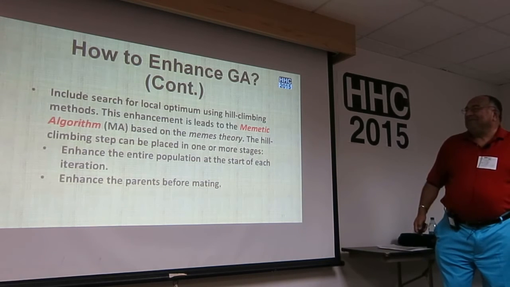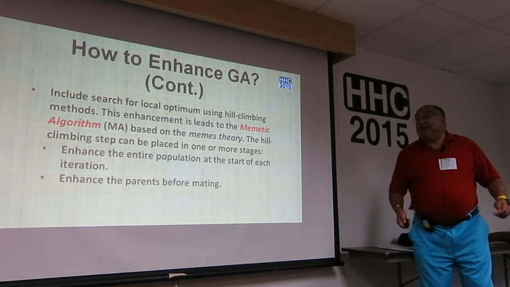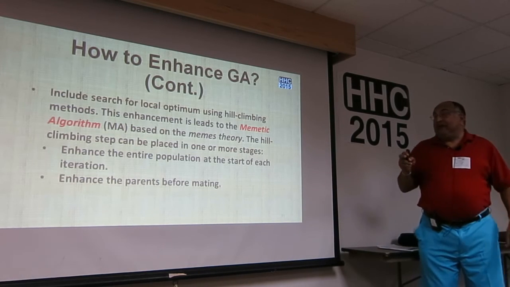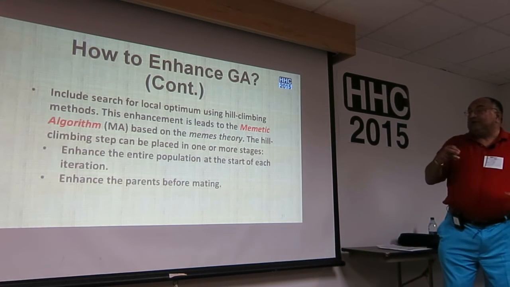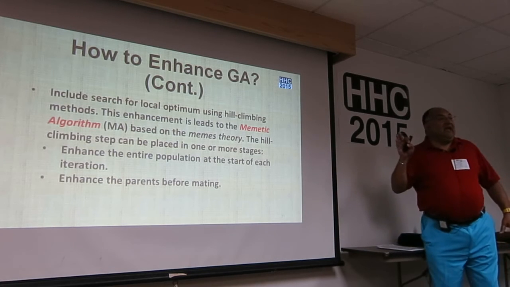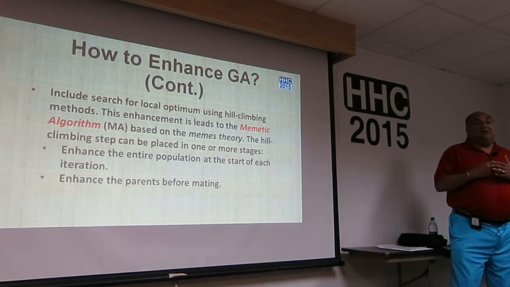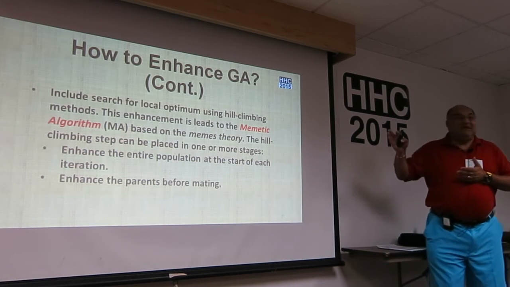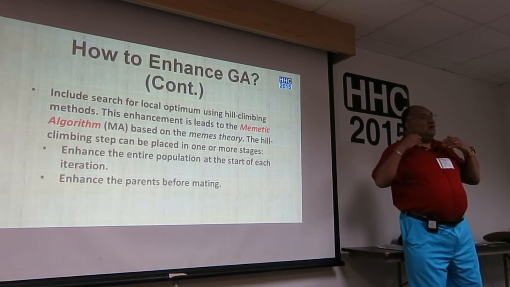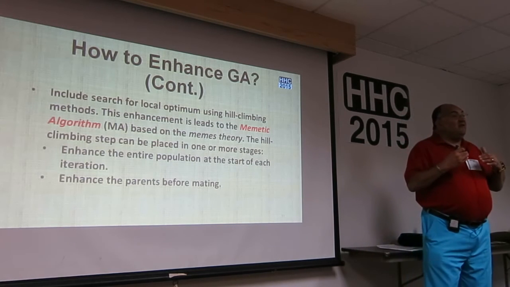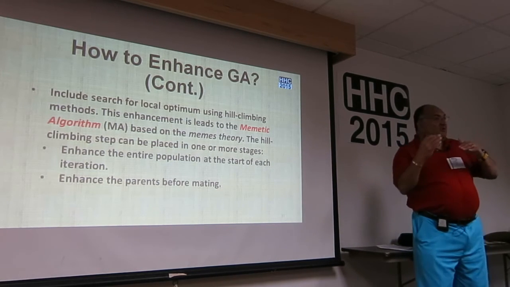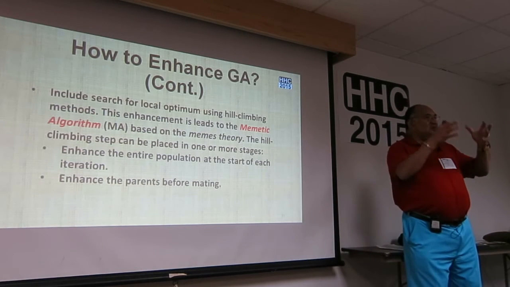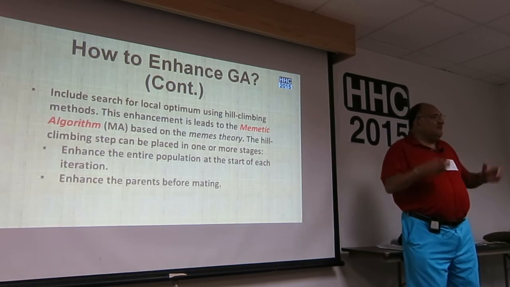So we can also include a local optimum search using a hill climbing algorithm. This enhances GA, and it transforms it into what we call a memetic algorithm. It's based on meme theory. So a memetic algorithm is the survival of the fittest who is more informed. We are basically meme theorists. We enhance ourselves by sharing information.